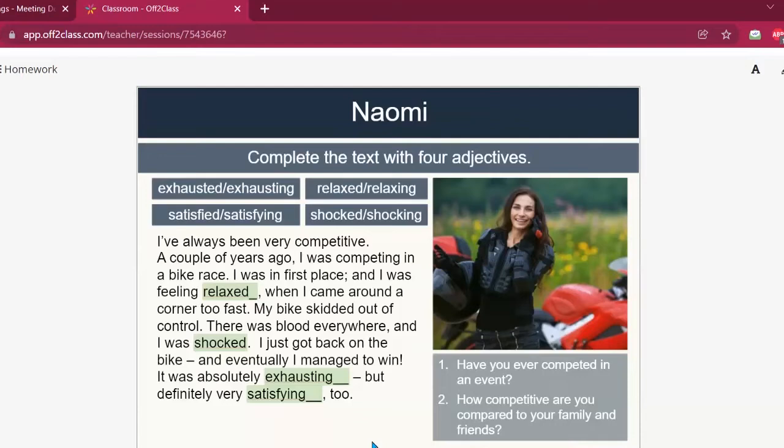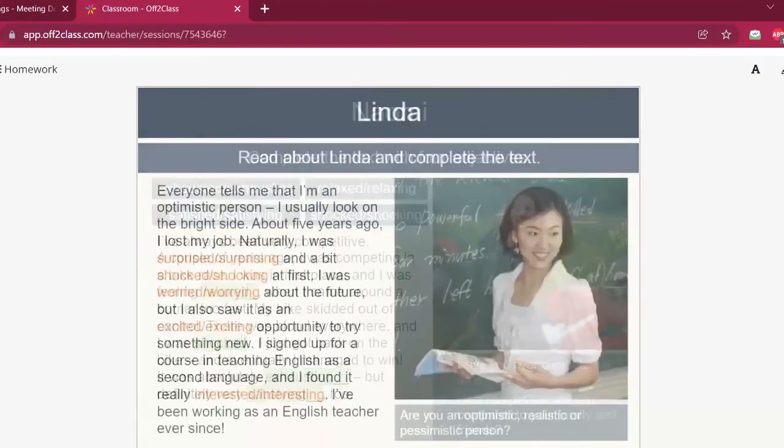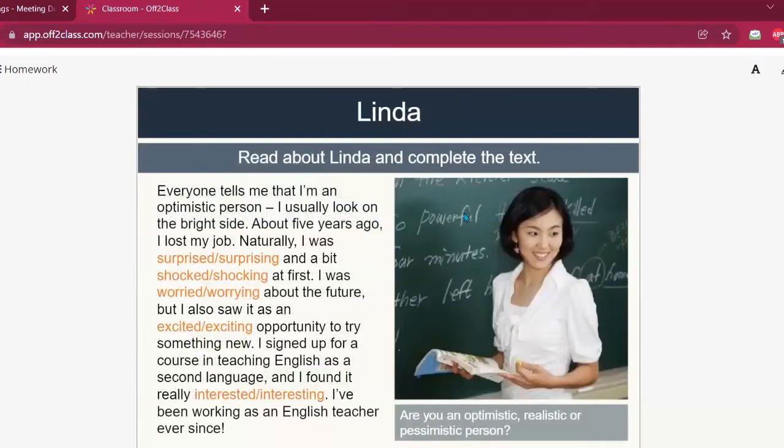We continue, guys. We've got here Linda. Read about Linda and complete the text. Everyone tells me that I'm an optimistic person. I usually look on the bright side. About 5 years ago, I lost my job. Naturally, I was surprised and a bit shocked at first. I was worried about the future, but I also saw it as an exciting opportunity to try something new.